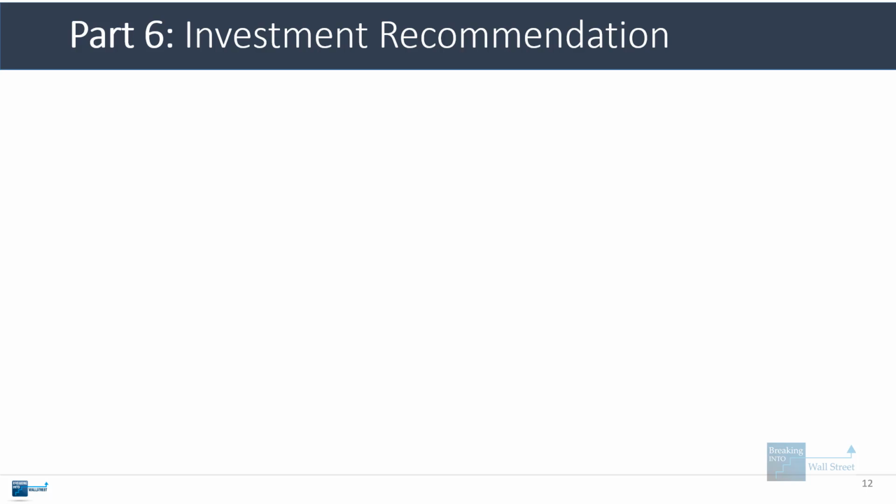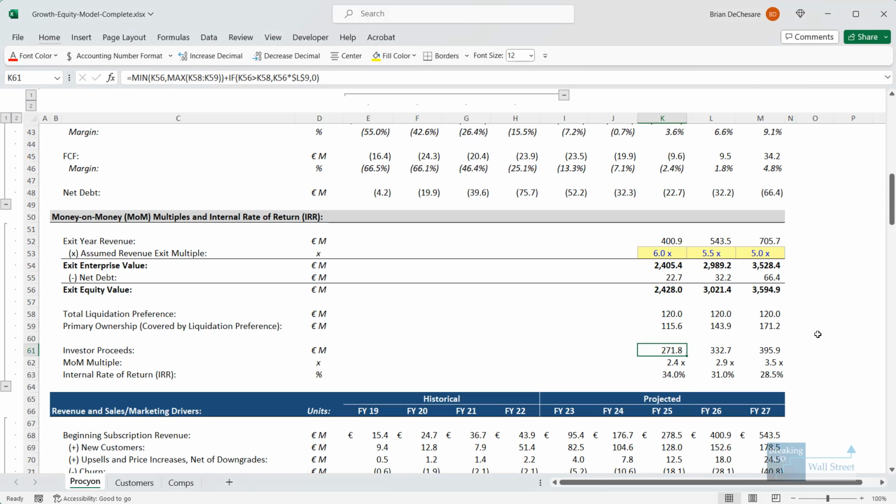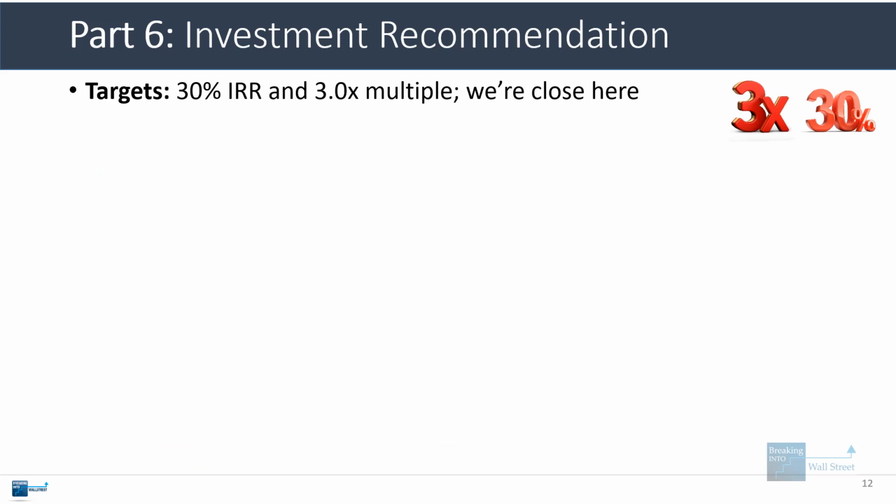So now let's go to the investment recommendation. Remember, we're targeting a 30% IRR and a 3x multiple. And in this base case, we're pretty close. We're at or above the 30% IRR in most of these years. The multiple ranges from 2.5x to 3.5x, but we're usually pretty close here. So in that sense, it looks good.